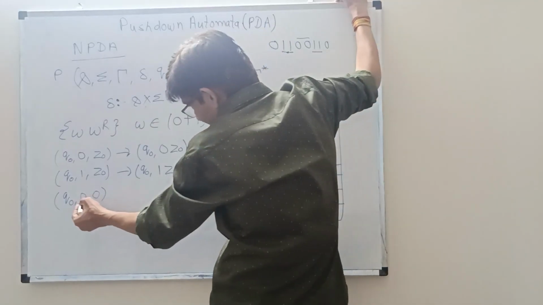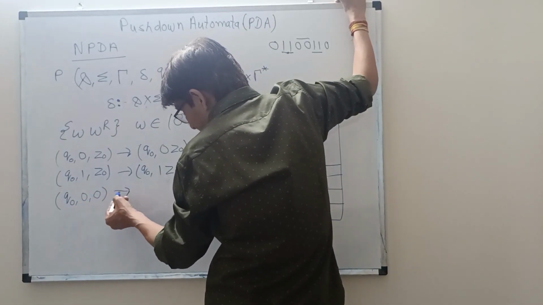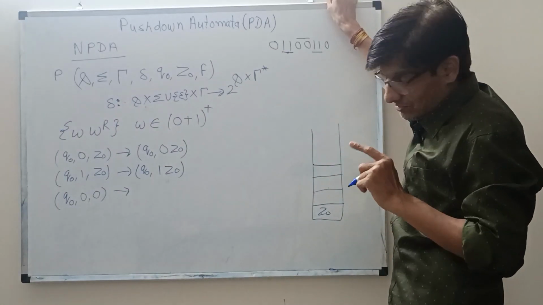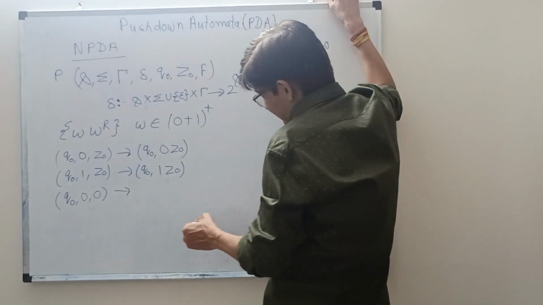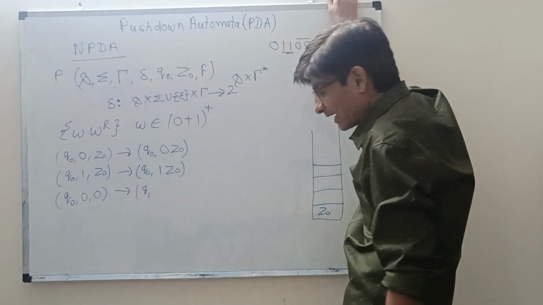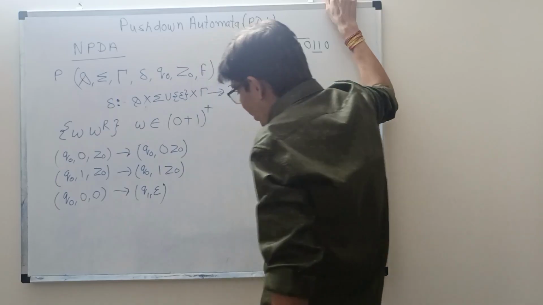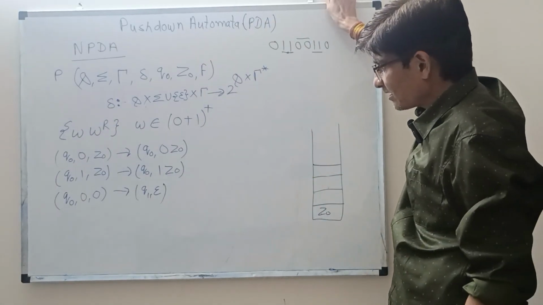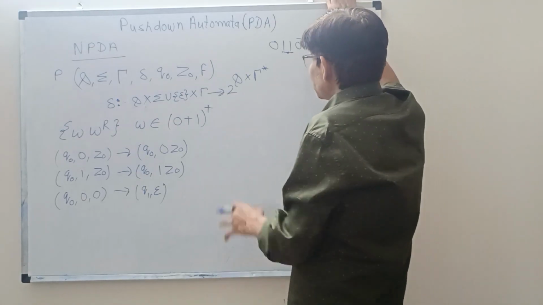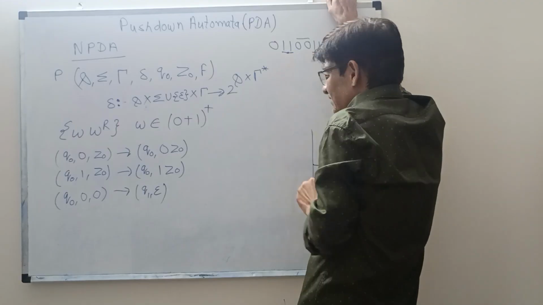So whenever we are having 0 and the stack top is also 0, we can consider it as the middle of the string. If it is the middle of the string, then I can change my state to Q1 and I can pop one element from the stack. Now, suppose this is not the middle of the string, as in this particular string.